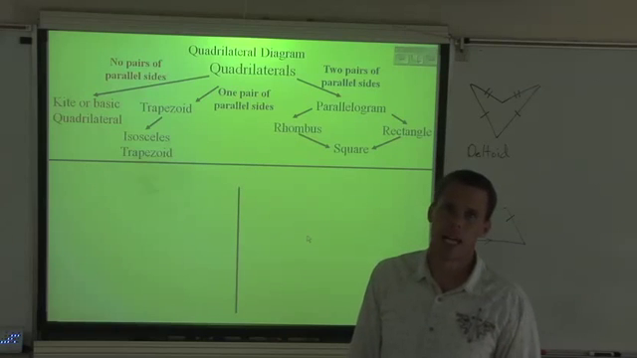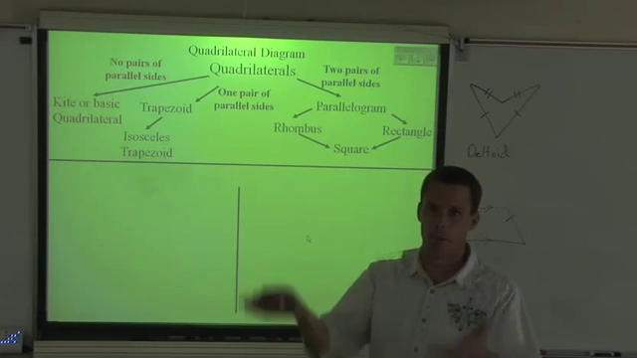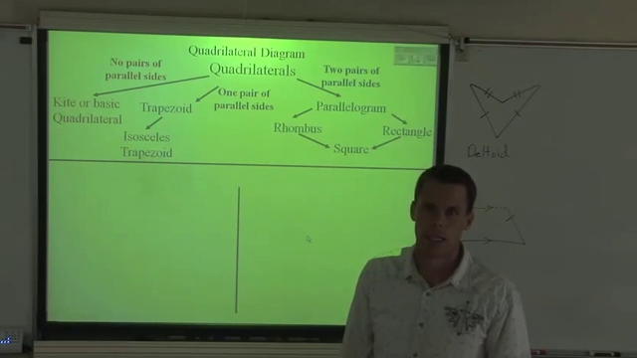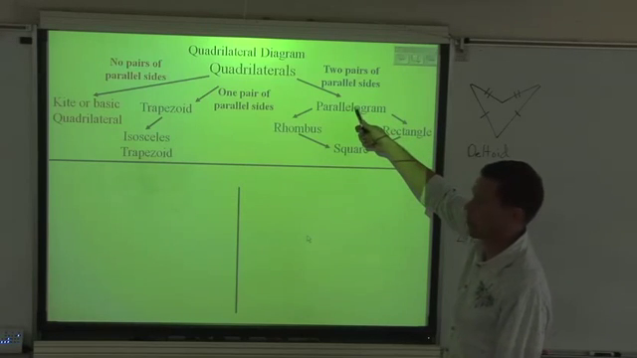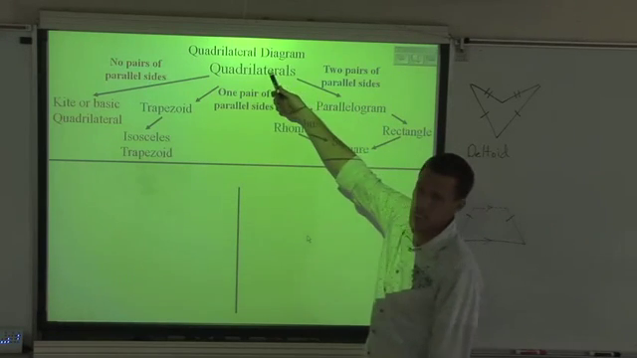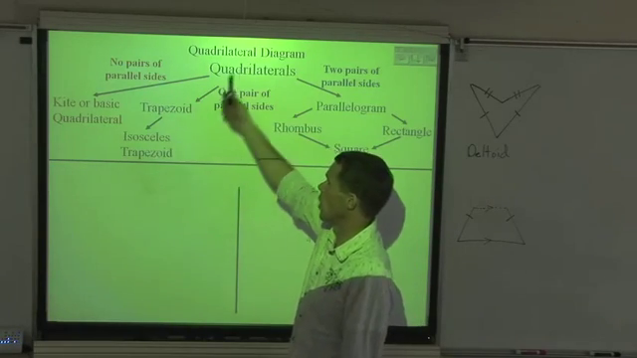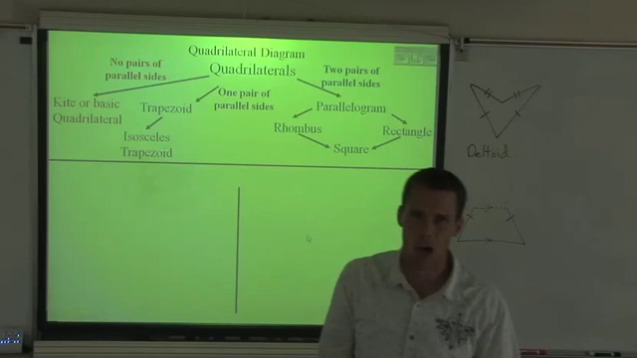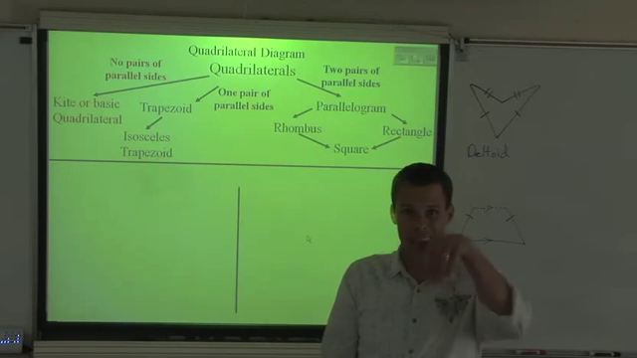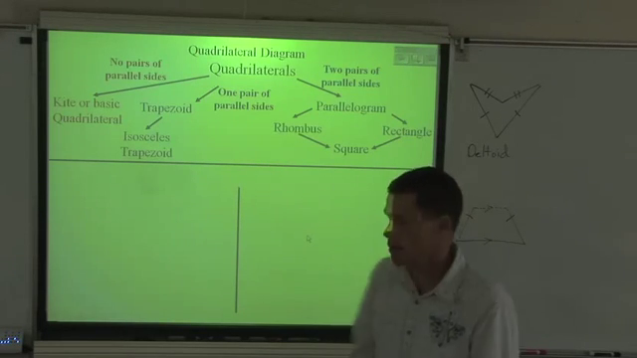The reason I put this diagram in is just to understand that if you are moving up the diagram, the answer would be always. A square is always a parallelogram. A square is always a quadrilateral. An isosceles trapezoid is always a quadrilateral. If you move up the diagram, the answer is always. If you move down the diagram, the answer is sometimes.